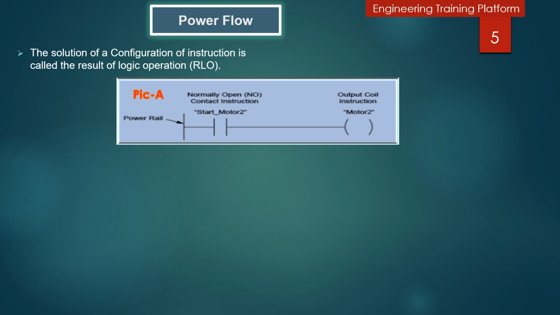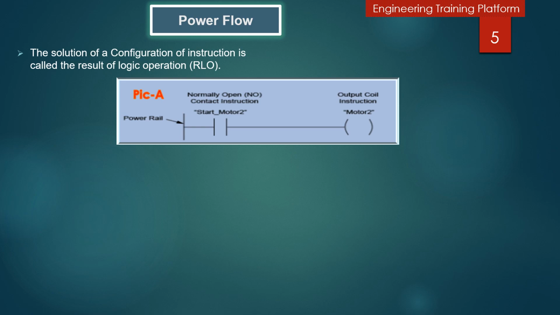Now we will discuss the power flow, how the power will flow from the power rail when the contacts are changed. A network in a ladder program is an arrangement of computer instructions. Each network is said to control power flow from the power rail. In programming terminology, this examination of logical conditions is called solving the logic, and the solution of a configuration of instructions is called the result of logic operation.